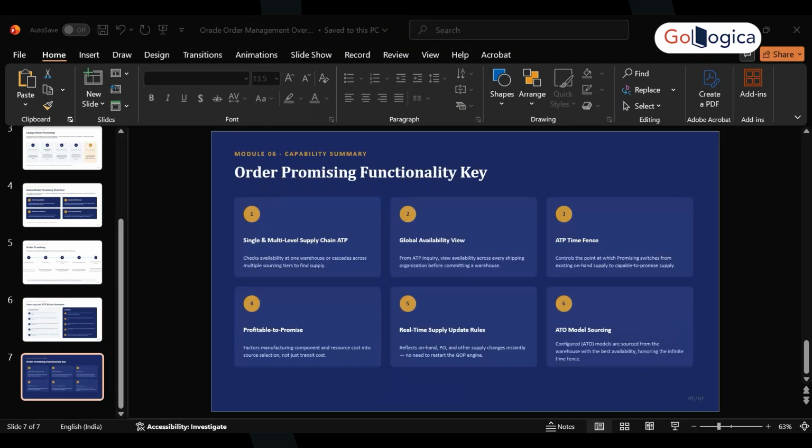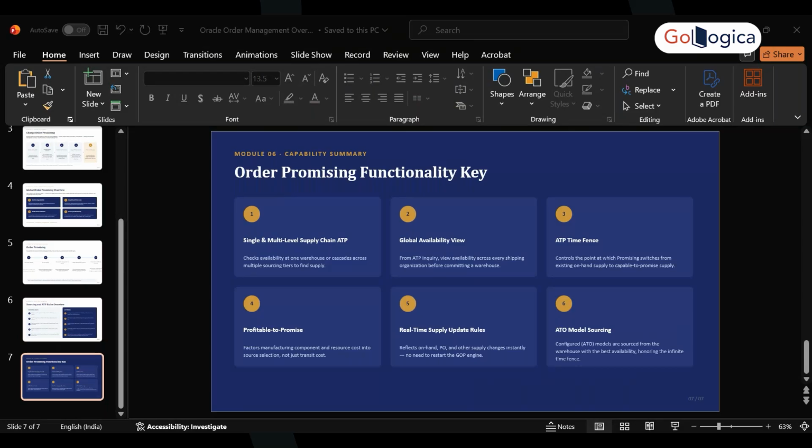So, in the previous module, we have learned about sourcing rules and ATP rules, which provide the configuration required by the Global Order Promising engine. And in this final module, we will study the key capabilities provided by Oracle Global Order Promising. These capabilities help the organization accurately determine the product availability, optimize the supply chain operations, and provide reliable delivery commitments to the customer.